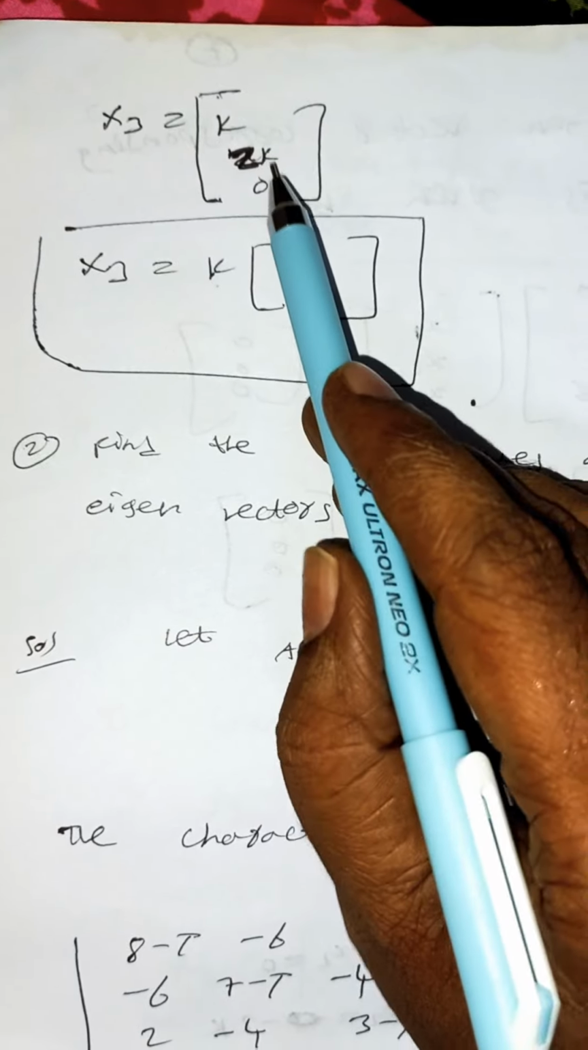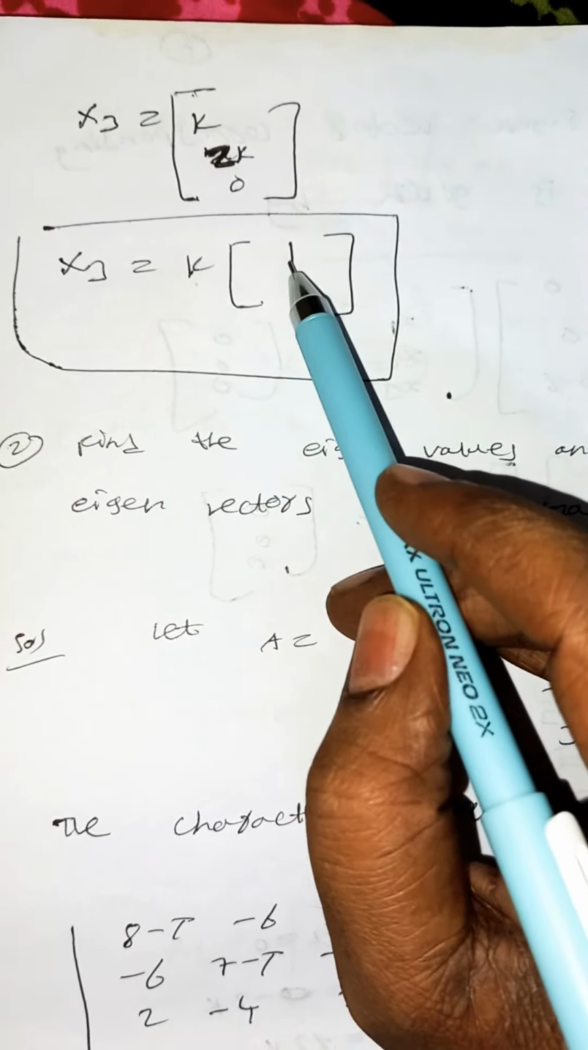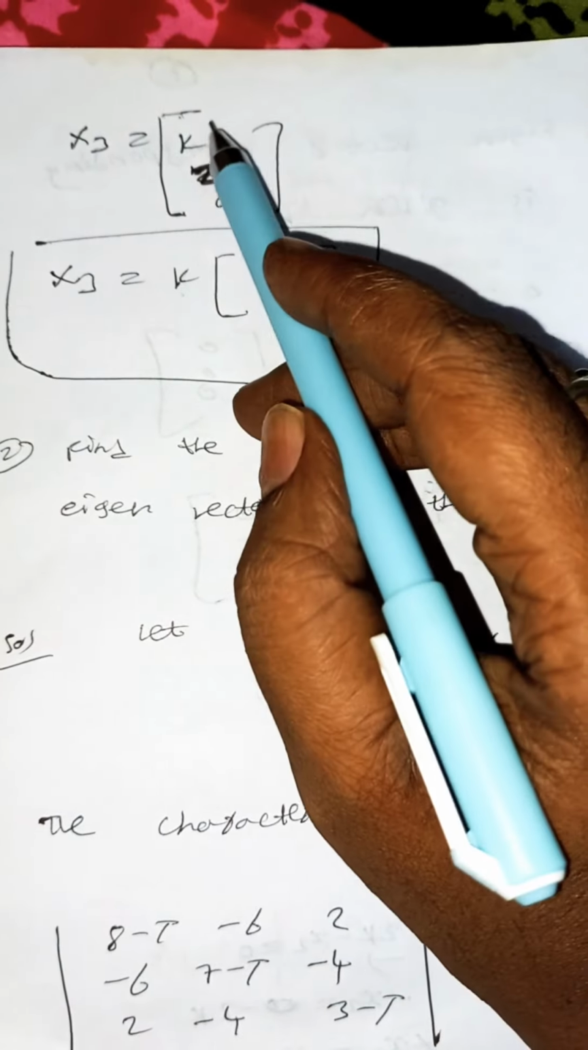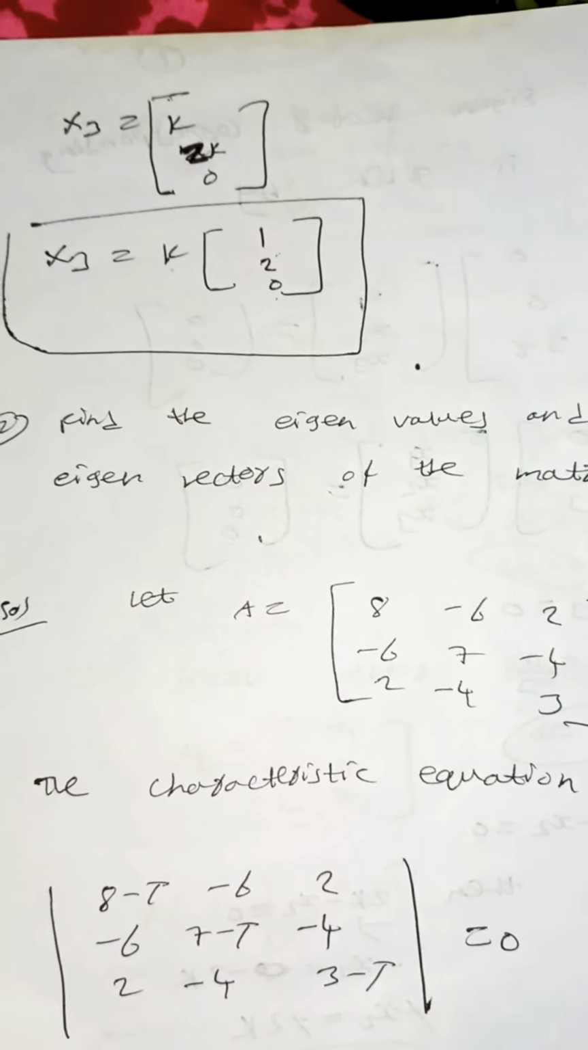Therefore X3 is equal to, you can take k common, so if you are taking k common, what we can write? 1, 2, 0. Here 1 we can write, here 2 we can write, here 0 by k is nothing but 0 only.